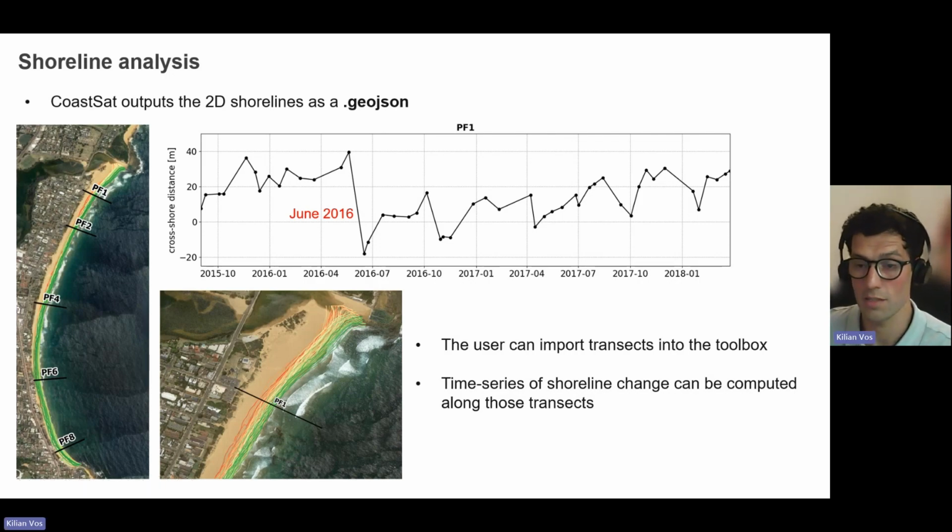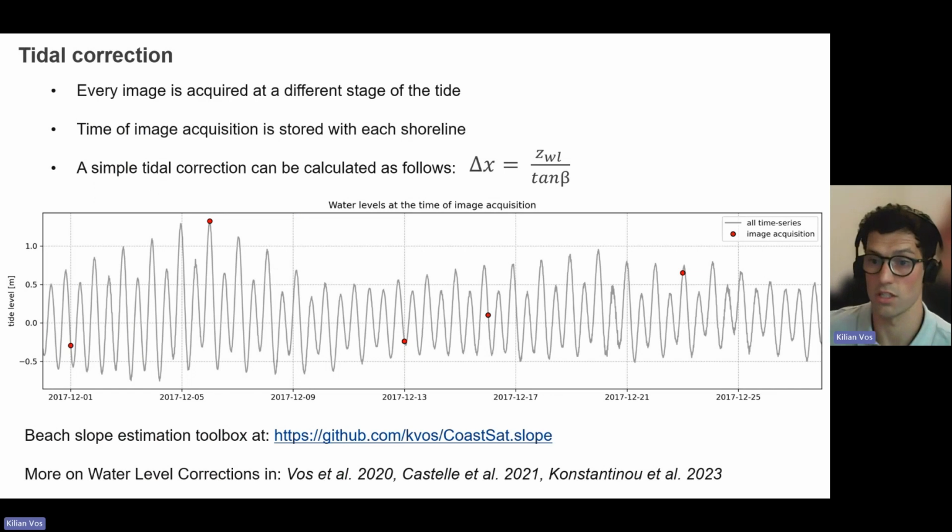A very important aspect of this is that we need to apply tidal correction. Every image is taken at a different stage of the tide, and we're mapping the water line. To convert that water line into a shoreline, we need to remove the tidal effect. We know the time at which each image was acquired, and if we can link the imagery to a tidal model or a tidal data set of that site, we can then correct for the tide.